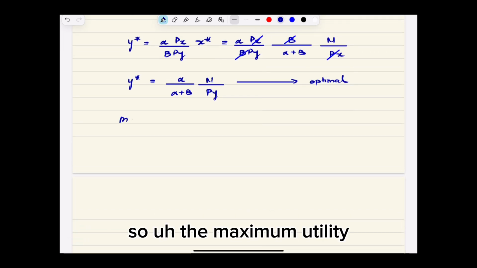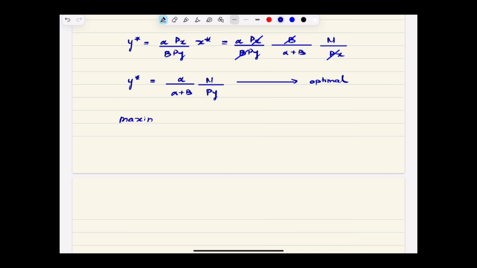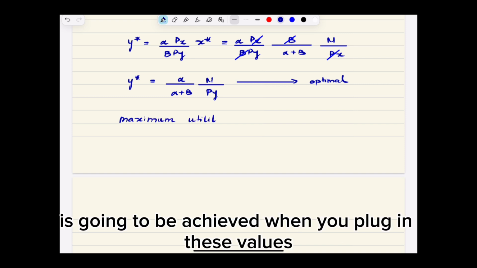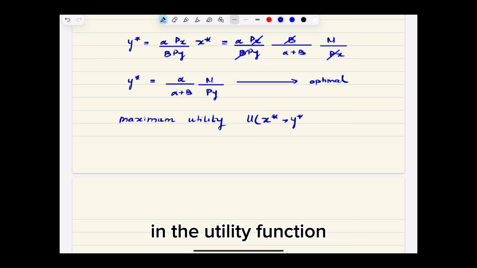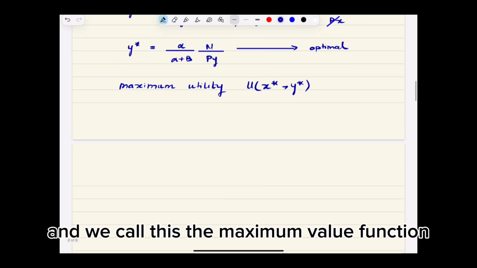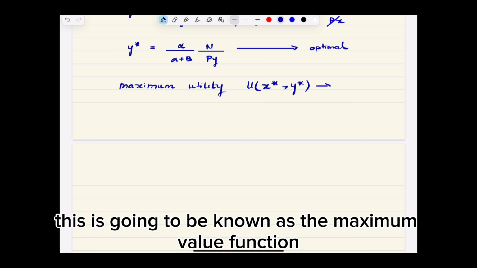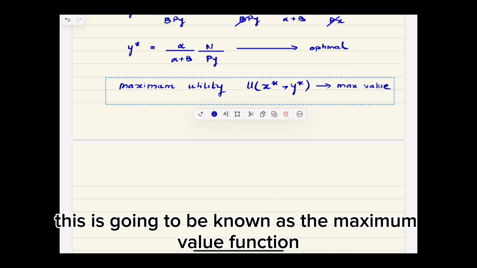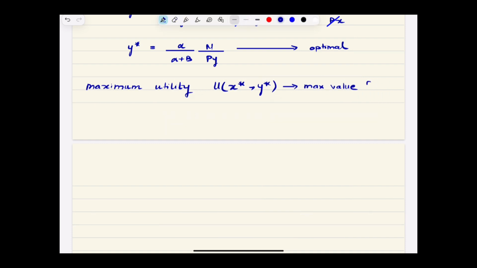So the maximum utility is going to be achieved when you plug in these values in the utility function, and we call this the maximum value function. This is going to be known as the maximum value function. Okay, let's find it.